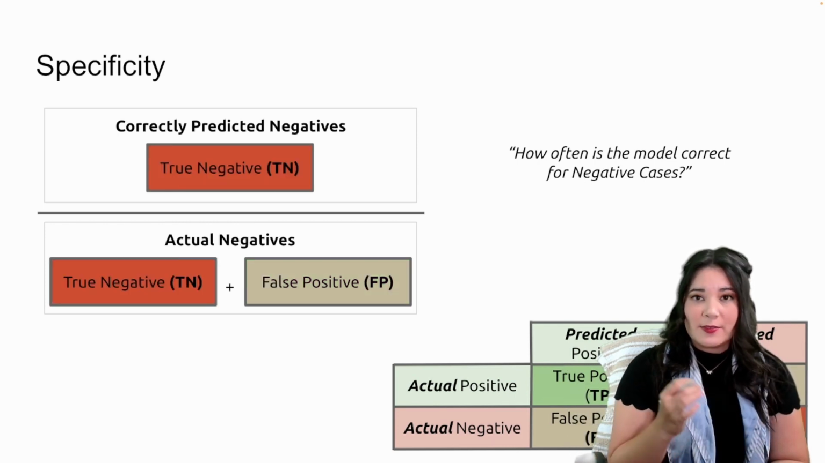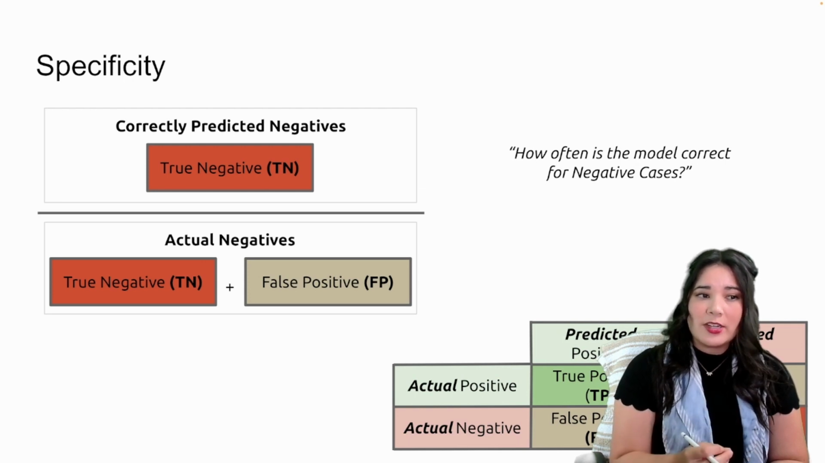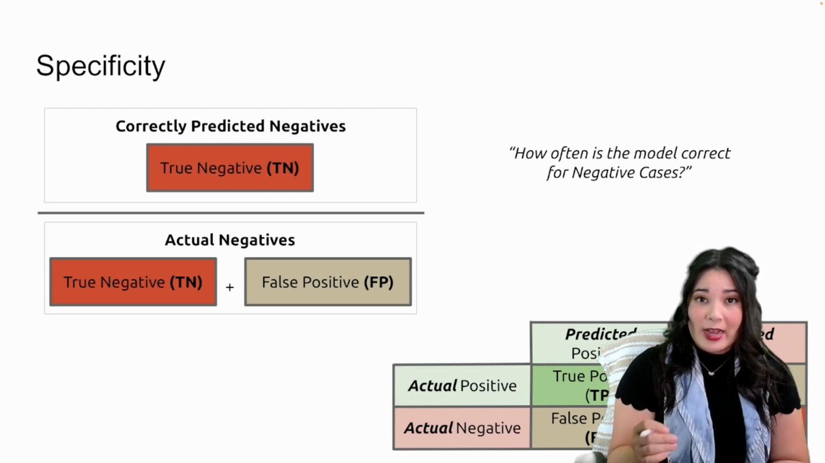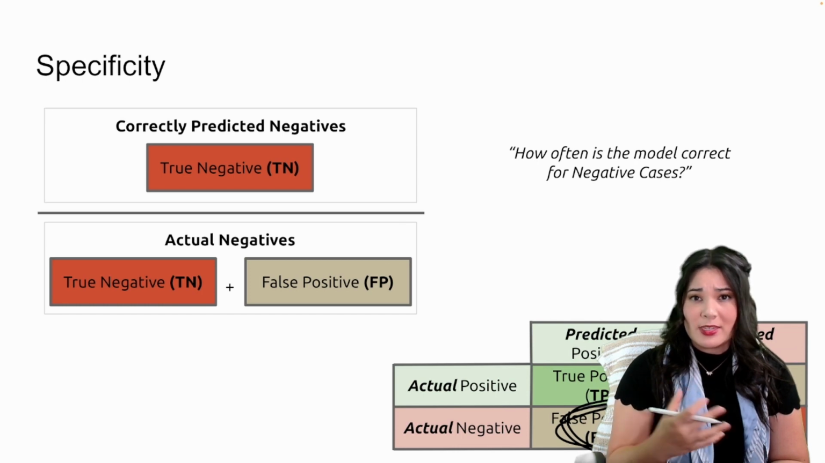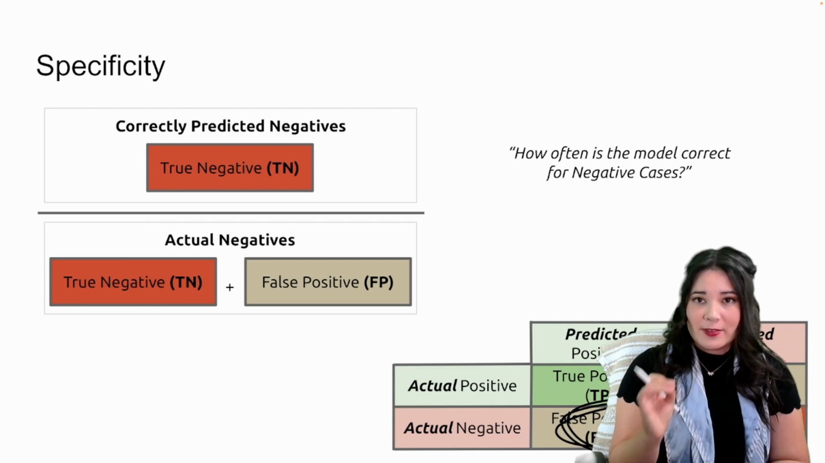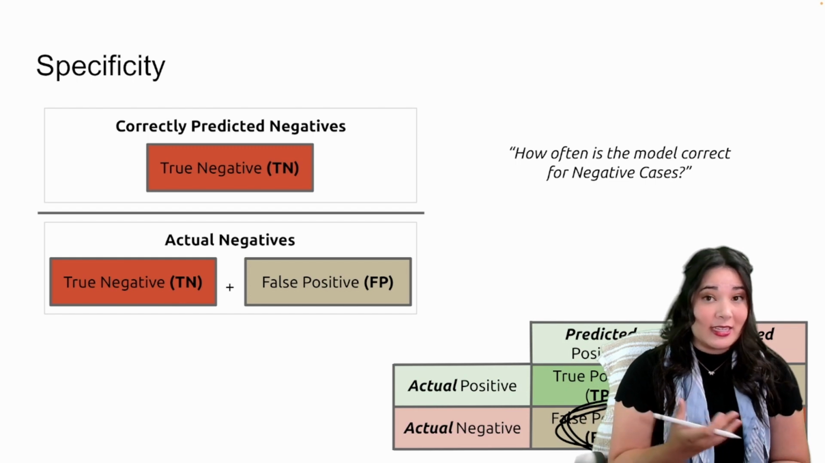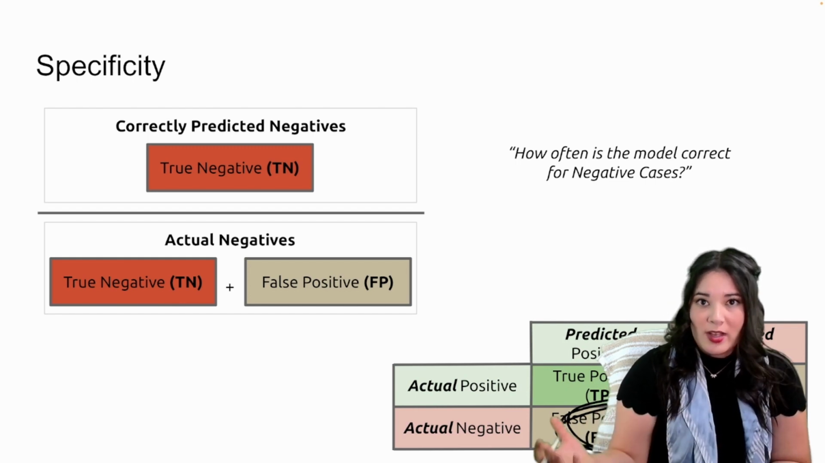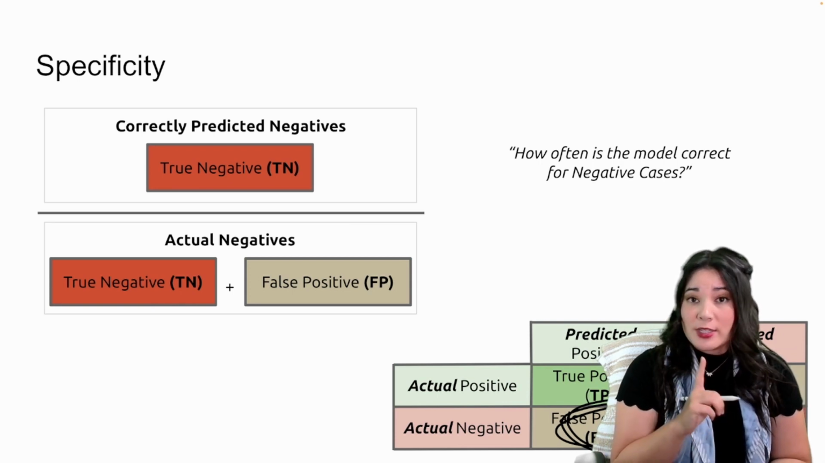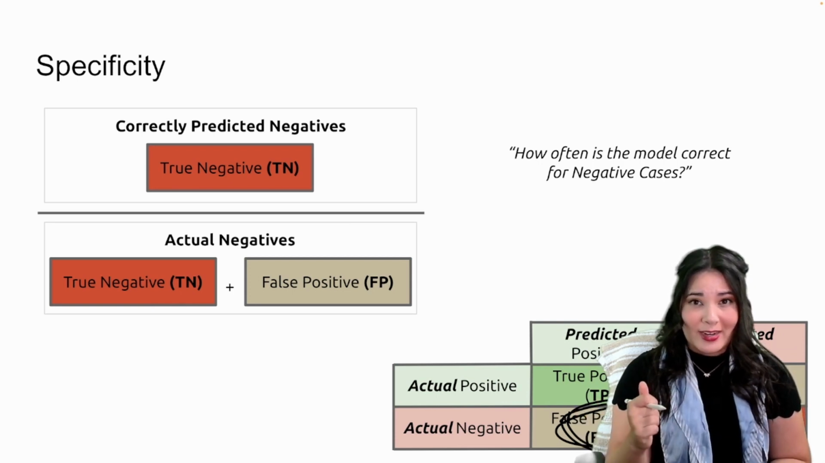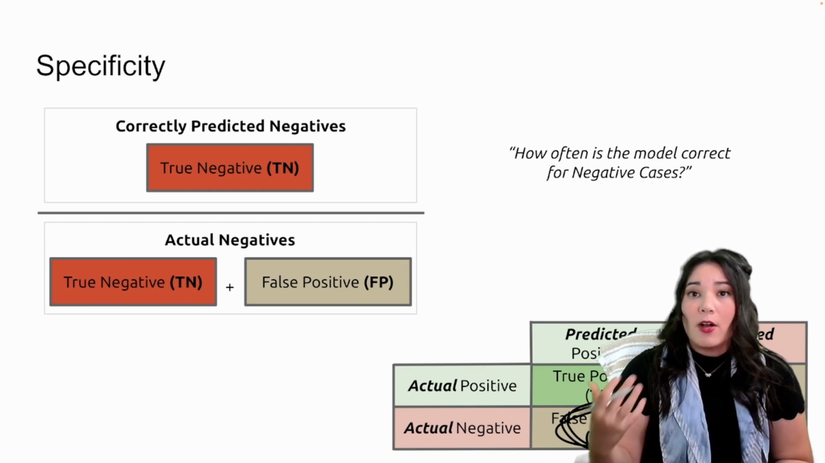Next, we have the specificity. The specificity answers the question, how often is the model correct for negative cases? This only looks at the bottom row of our confusion matrix. And you can think of, for instance, a pregnancy test. We want to make sure that our pregnancy tests have high specificity because a pregnancy test could just tell everyone they're pregnant and the sensitivity would be great. Out of all the true positives, we would predict all of them correctly. But it would have really poor specificity. For people who aren't pregnant, it would predict that all of them are pregnant.